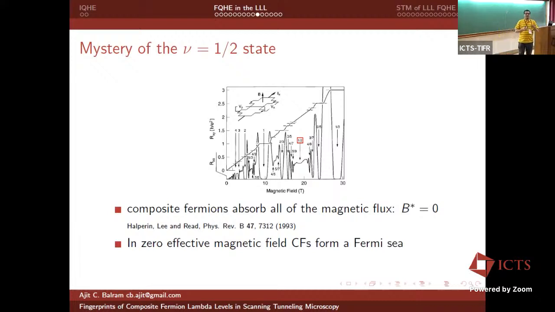Now in zero magnetic field, just like electrons form a Fermi sea, which is a gapless state, composite fermions form their own Fermi sea in this zero effective magnetic field. And that state is called a composite fermion Fermi sea.